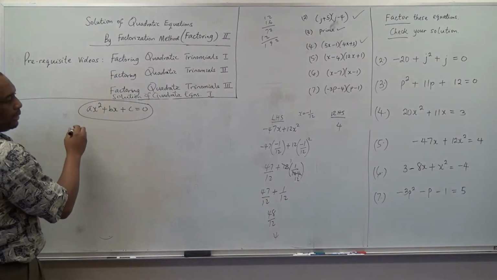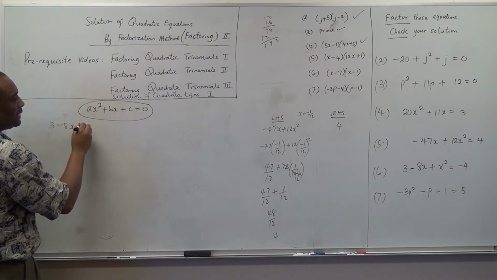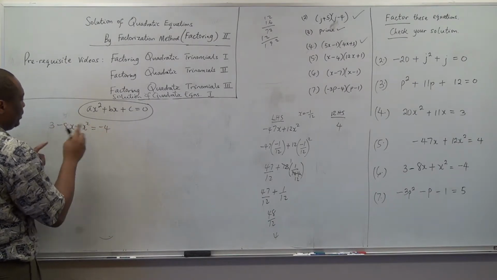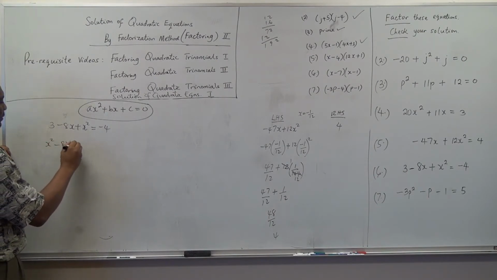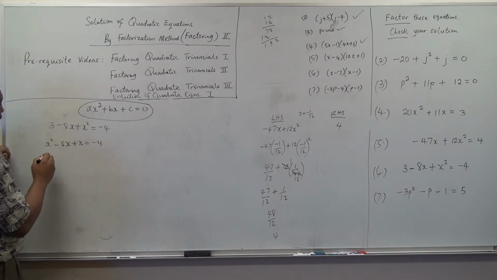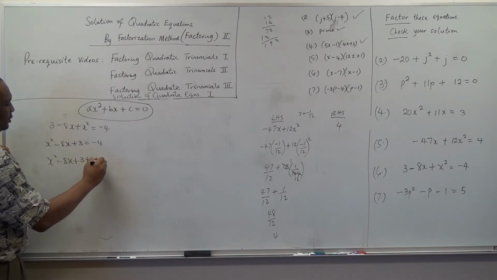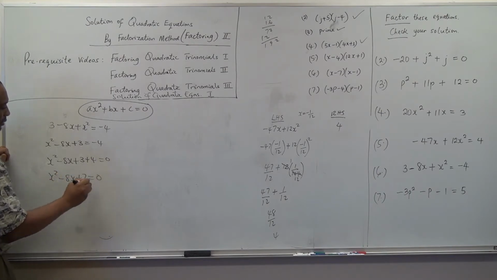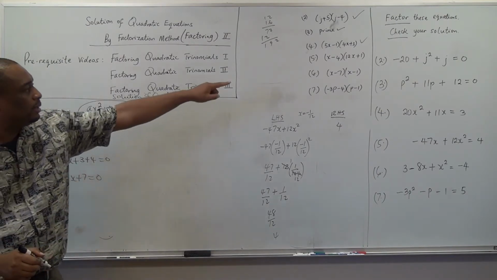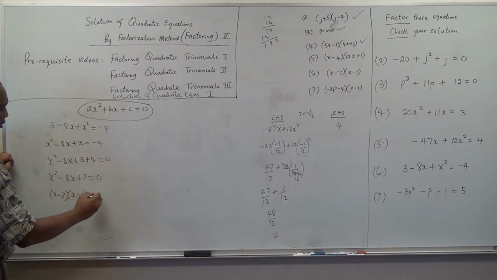Number 6, we have 3 minus 8x plus x squared equal to negative 4. All right, let's rearrange this. This is x squared minus 8x plus 3 equal to negative 4. So this is x squared minus 8x plus 3 plus 4 equal to 0. x squared minus 8x plus 7 equal to 0. And when we factorized it, it gave us x minus 7, x minus 1 equal to 0.